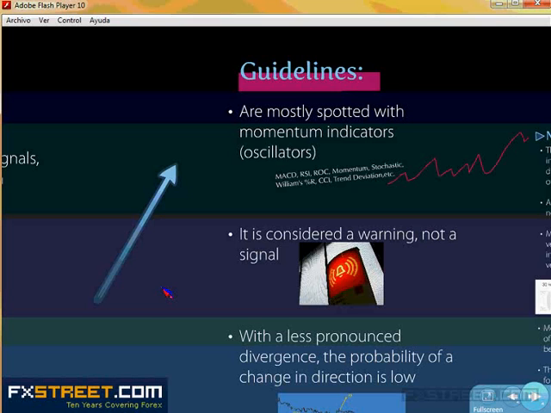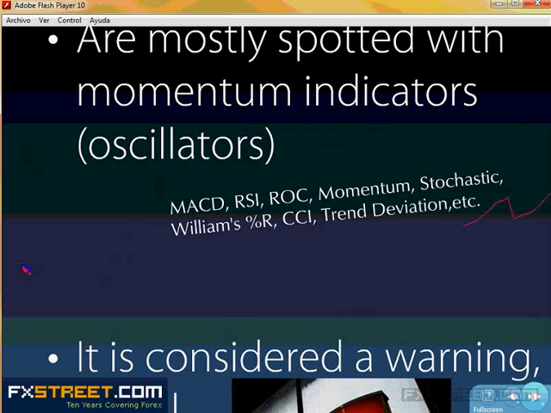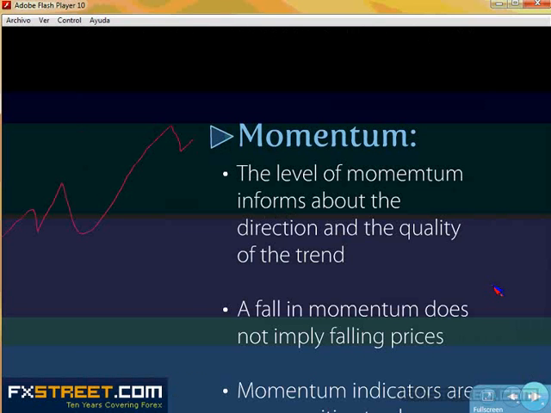Okay, on the guidelines about divergence. Divergences are mostly spotted with momentum indicators, also called oscillators. Okay, here we have a few of them: MACD, RSI, rate of change, momentum, stochastic, Williams percentage R, CCI, trend deviation, etc. Maybe at this time we should see for a second what is momentum, to define some characteristics of momentum that will help us in spotting divergences, in understanding divergence a little bit deeper.